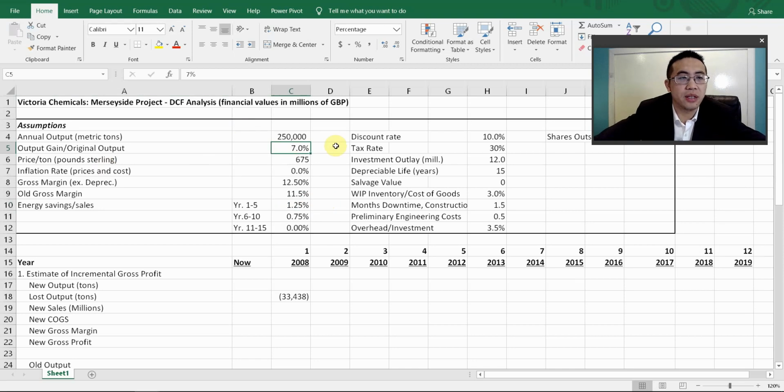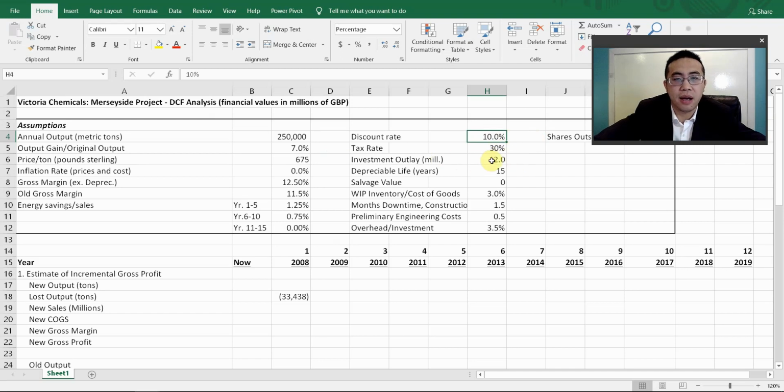So 7% basically means if you adopt the new machine, then the new machine has higher productivity, then the annual output will jump by 7% on a yearly basis. So you also have a discount rate. It looks like it is the cost of capital, which the company will use to discount the free cash flows. The tax rate is 30%.